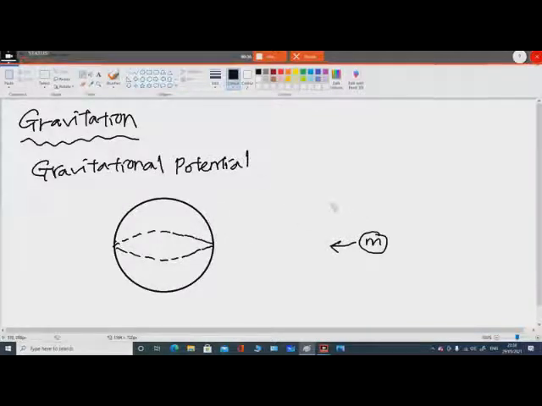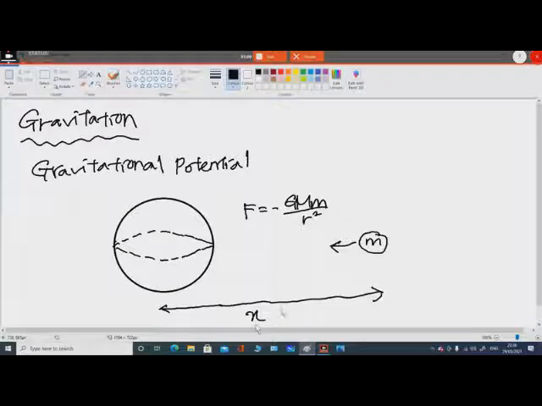As we know, the force between the Earth and the object with mass m is always the gravitational force, which is negative GMm over r squared. The distance from the center of the Earth to the mass is a distance x. We denote this as distance x, or r is also acceptable.